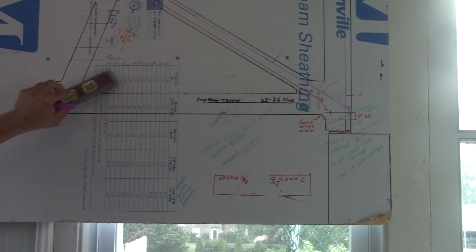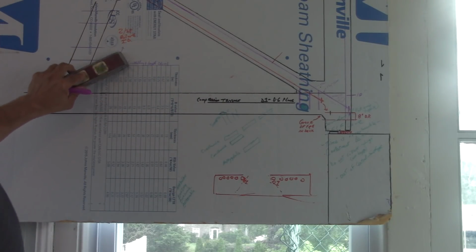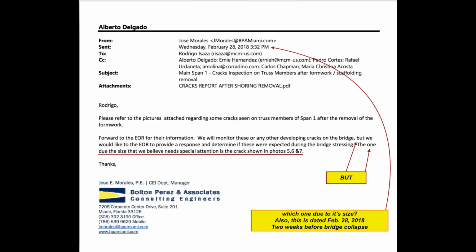Also noteworthy is on 228, I believe it's 228. I find this kind of confusing. Did they remove all the formwork before they post-tension, or did they post-tension and then remove the formwork, or a combination of both? I'd like to get to the bottom of that also. Can't find any data on that specifically.